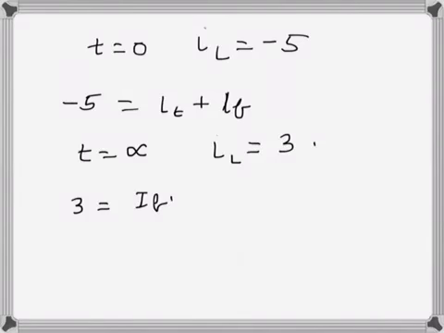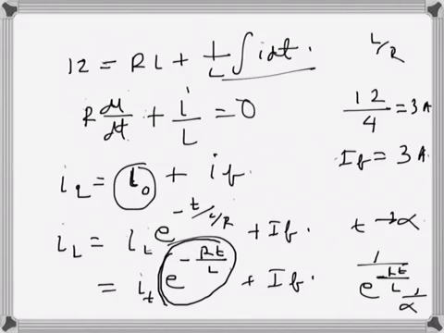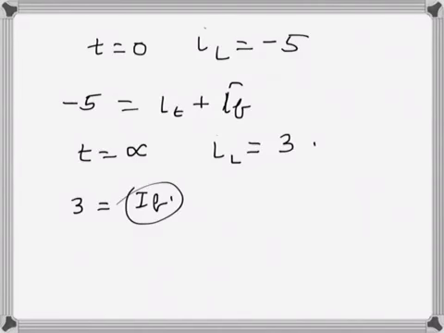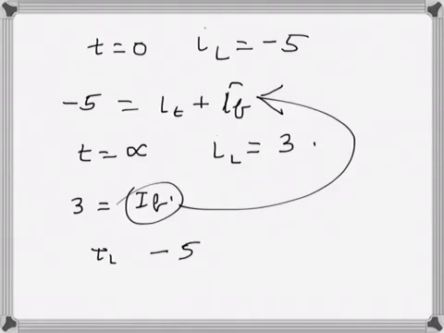We can even write it from the differential equation. By physically looking at the circuit, we know that IF is 3. So it comes from mathematics as well as from looking physically. So plugging in here, we have -5 equal to IT plus 3. So IT is becoming -8.